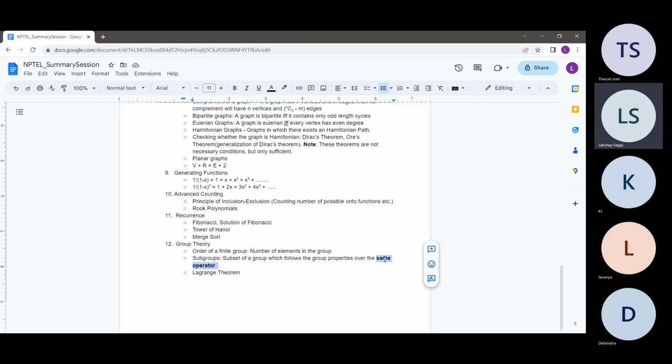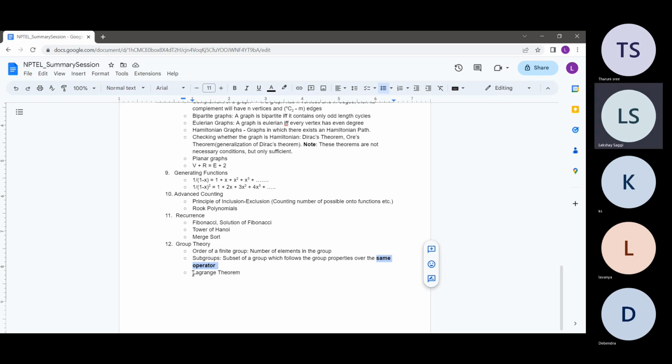This is important because suppose a question comes in an exam, or maybe not from an exam perspective, that the group was defined over addition, and an option comes where the subset is actually following the group properties, but the operator is subtraction. Then even though it's following the group properties and it's a subset, it won't be a subgroup because the operator needs to be the same, right? I covered some problems related to this in the problem solving session also.